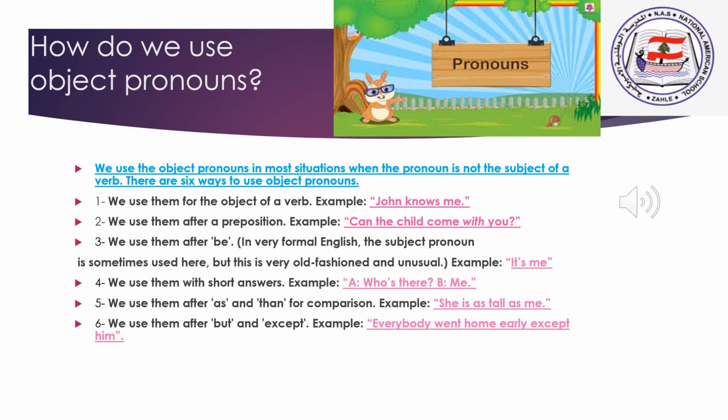Number 4, we use them with short answers. For example, who's there? Me. You don't say I, you say me. Number 5, we use them after as and then for comparison. For example, she is as tall as me. And last but not least, number 6, we use them after but and except. For example, everybody went home early except him.